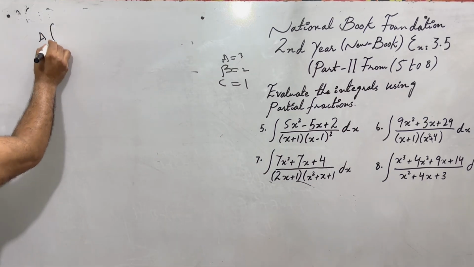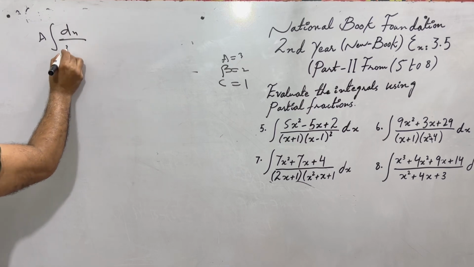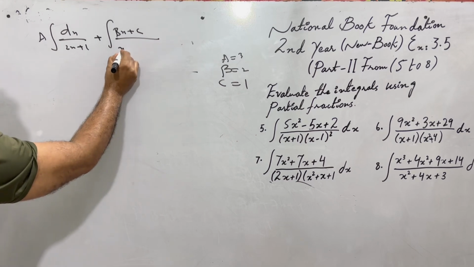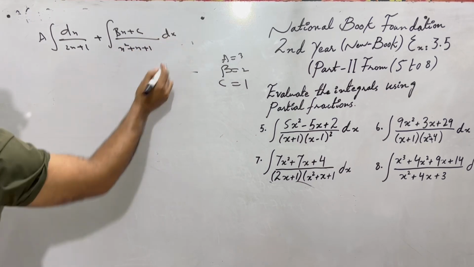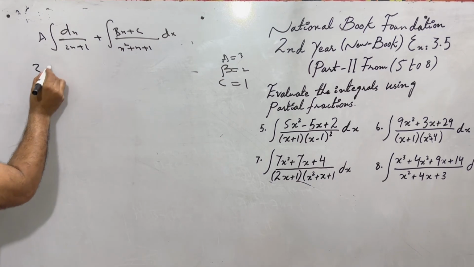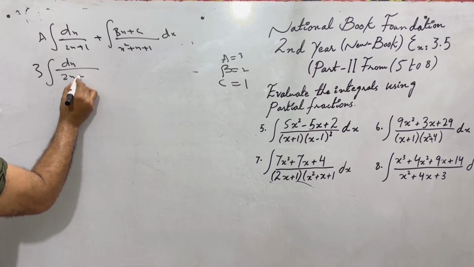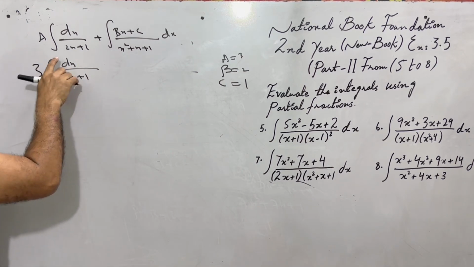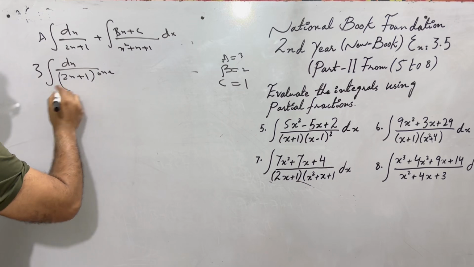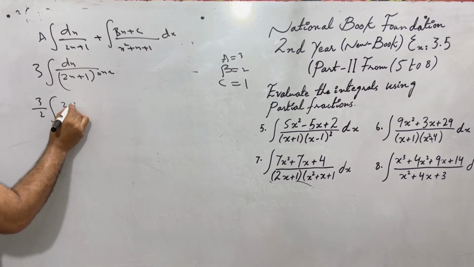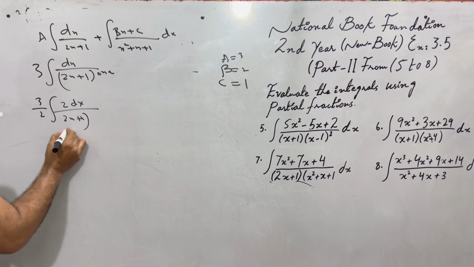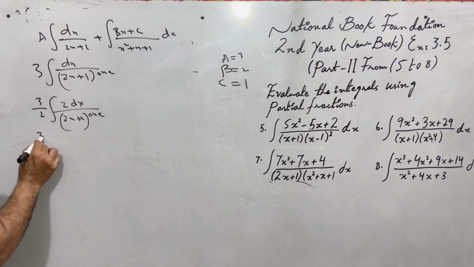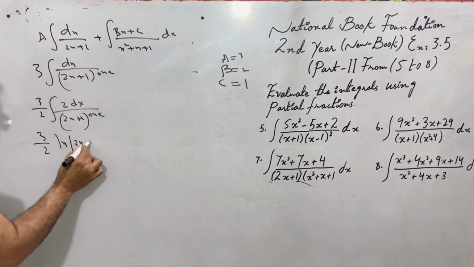I have the integral of dx over 2x plus 1 plus the quadratic irreducible term bx plus c over x square plus x plus 1 dx. Mine is 3 times dx over 2x plus 1. Let me explain this: I have already told you the differentiation of 2x is 2. So divide and multiply by 2, and we have 2x plus 1. I am writing it for you to give comprehensive clarity. It's the case of ln: 3 over 2 ln of whatever function is present in the denominator.